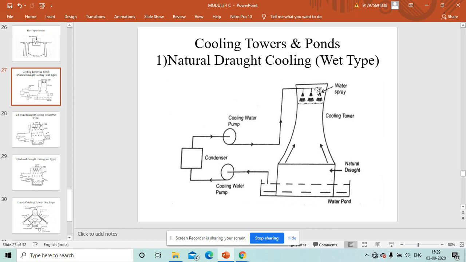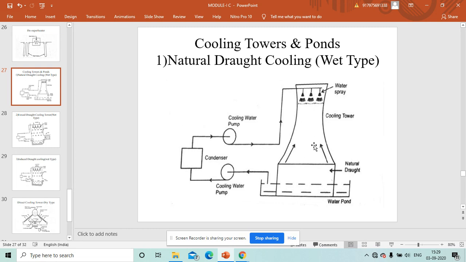to the cooling tower. At the top of the cooling tower, there will be a water spray, just like rain, so it will come down in the form of droplets. This whole thing is the cooling tower. Here there will be a gap between the water level and the cooling tower, which you can call the basement.